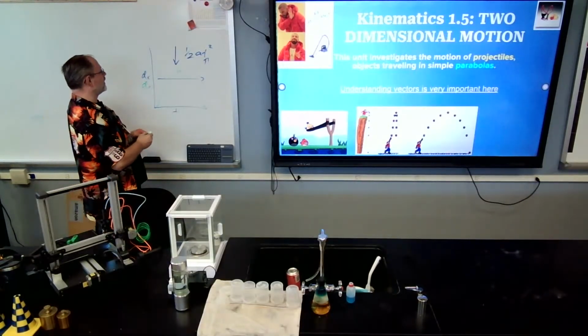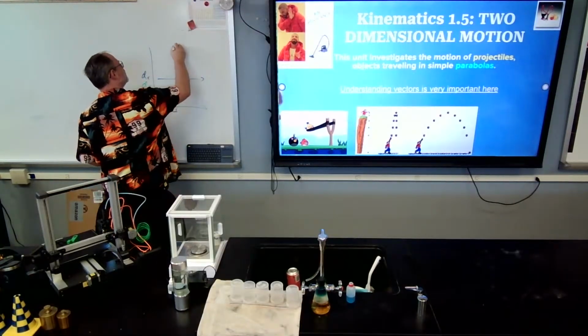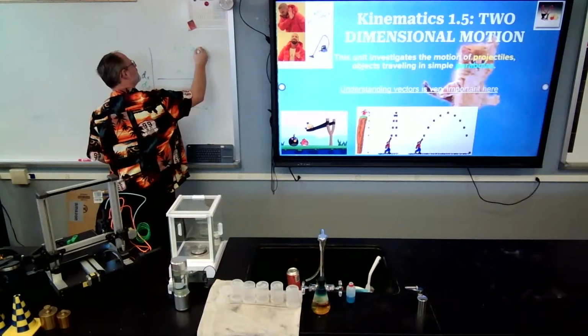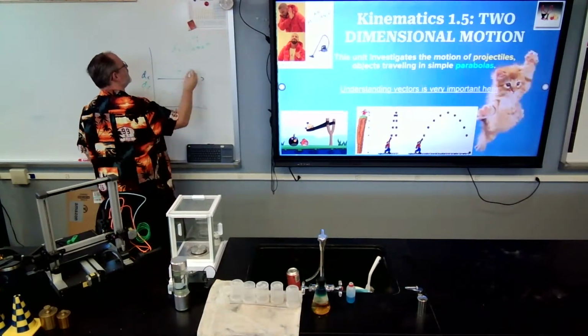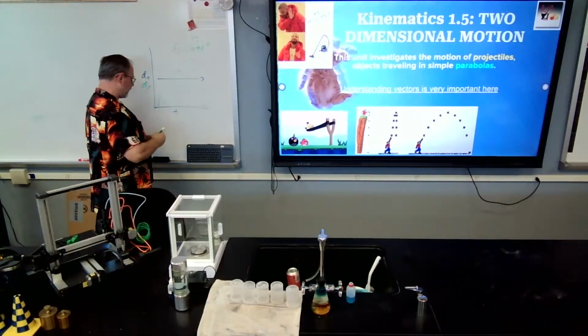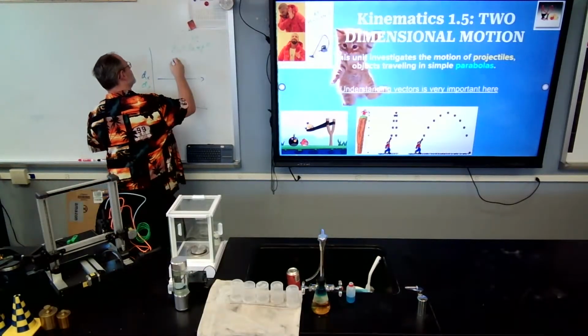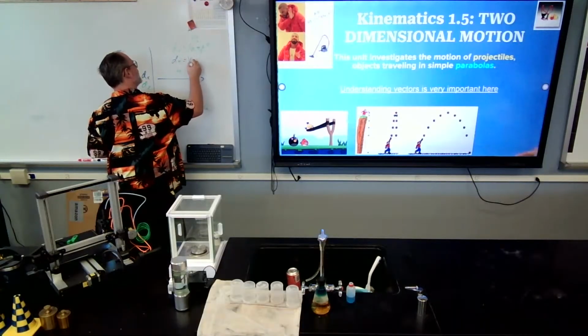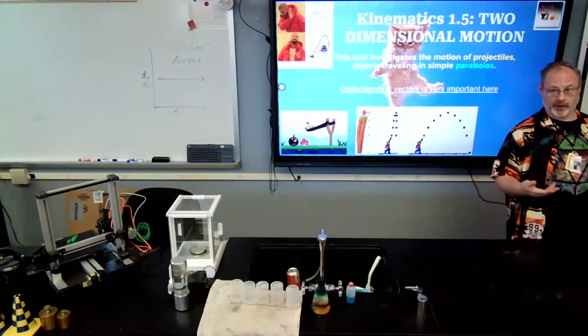You get this parabola because dy equals 1/2 at squared. Again, if you want to put the vit in there too, but it's the t squared that gives us our parabola. On the other hand, dx is just vxt because the velocity doesn't change. There's nothing to pull or push the velocity in the horizontal direction.